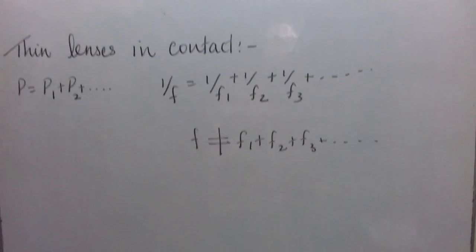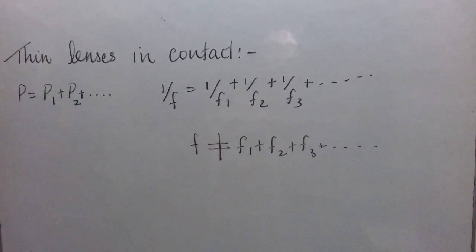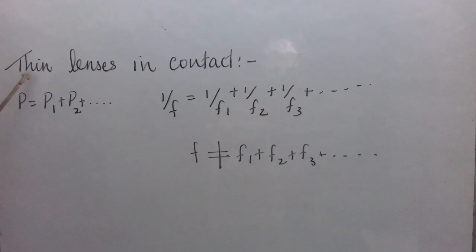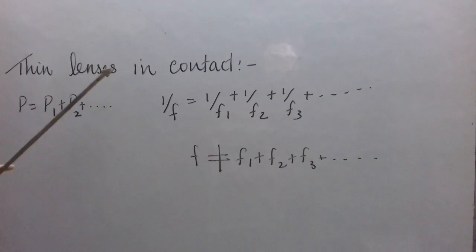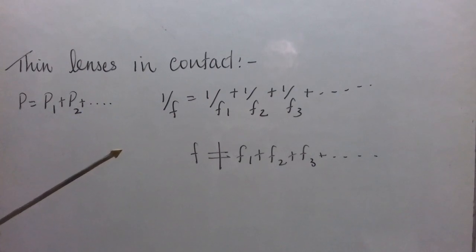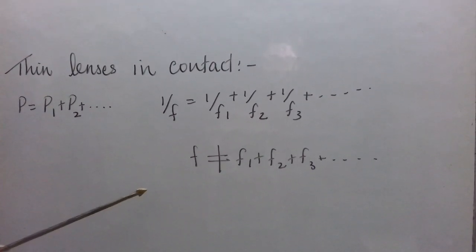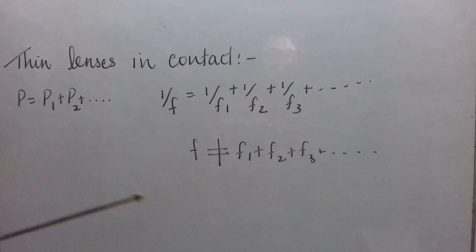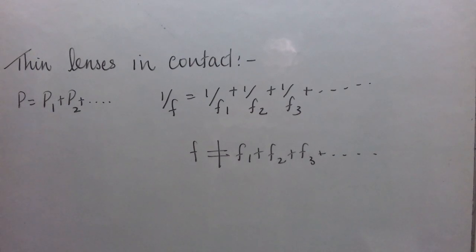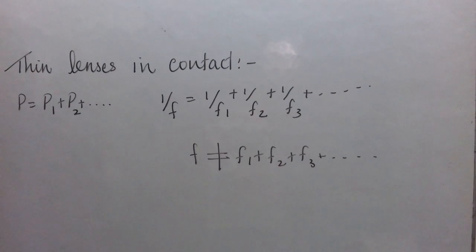Remember, all the formulae that we have mentioned for lenses are valid for thin lenses. Now, let us consider thin lenses in contact. It means a number of thin lenses are placed very close to each other, like maybe 2-3 convex lenses, or 1 concave and 1 convex, or 3 concave and 2 convex. If a number of lenses are placed in contact, then obviously together they will act like one single lens.